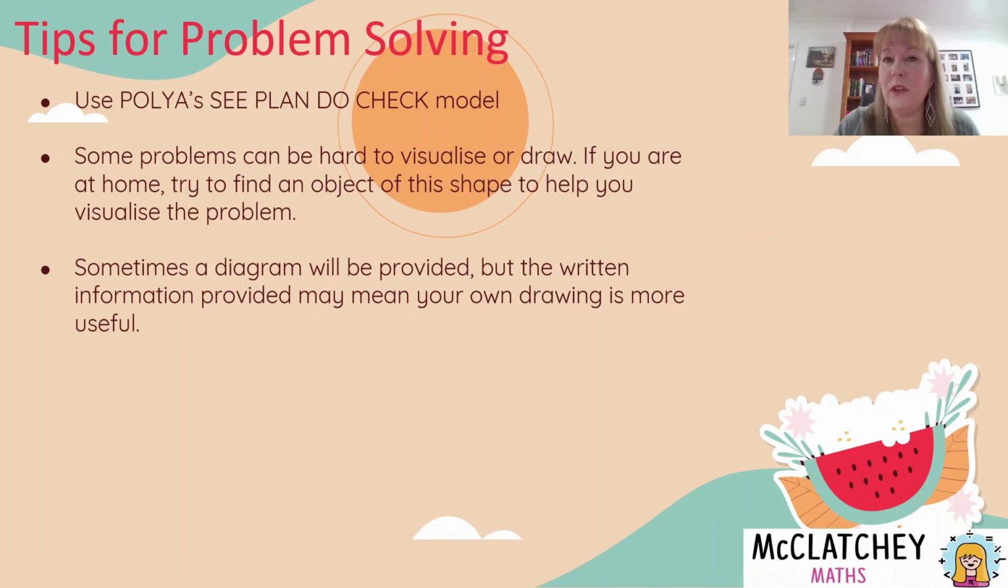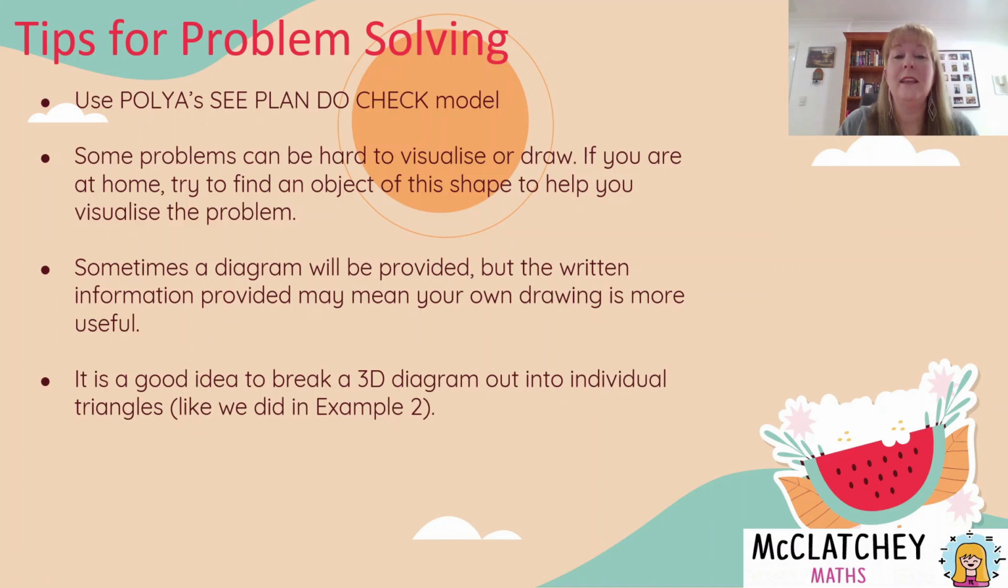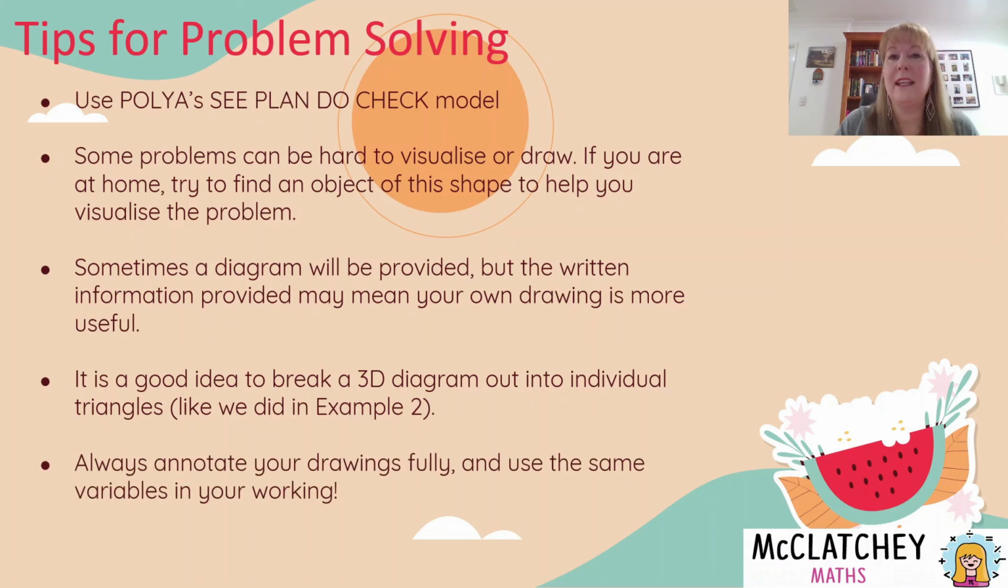Another good thing to do, if you've got 3-dimensional problems, is to break those out like we did in that last question into individual flat 2-dimensional triangles so that you can see how the problem is going to be solved. So we just talked about that there. And always annotate your drawings fully. When you're in an exam situation, it's really important that you make sure that all the information you're given is placed onto the triangles. If you then go and use variables in your working later on, like A, B, C, or X or Y, make sure those variables are actually on the diagrams, because those diagrams are often worth a mark or half a mark in an exam, and you won't get the mark if they're not annotated fully.